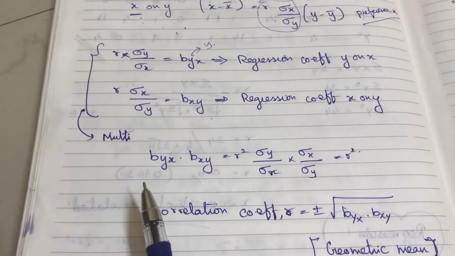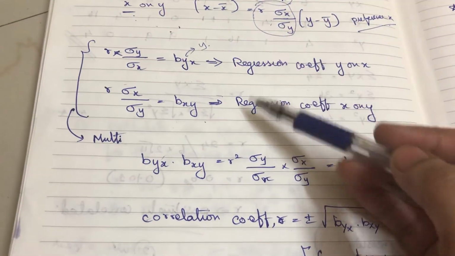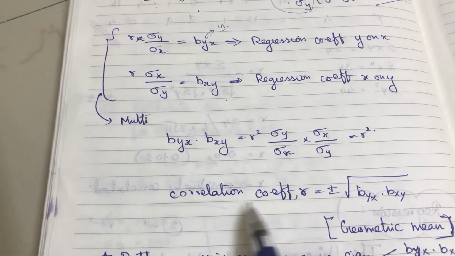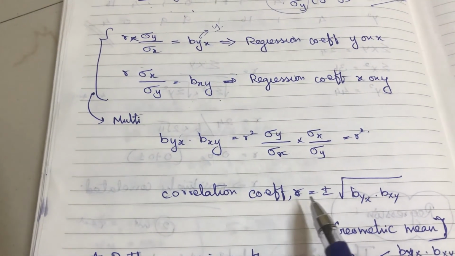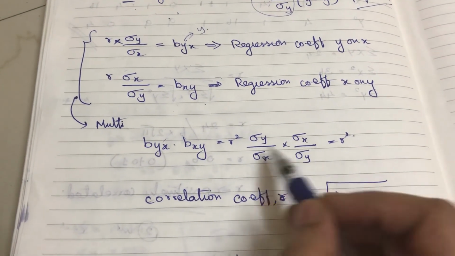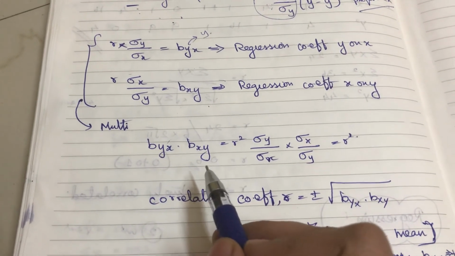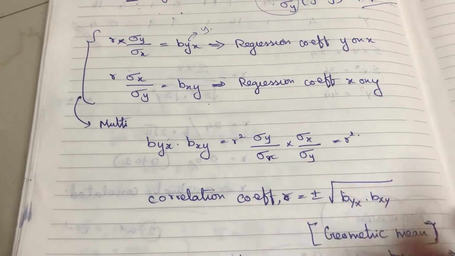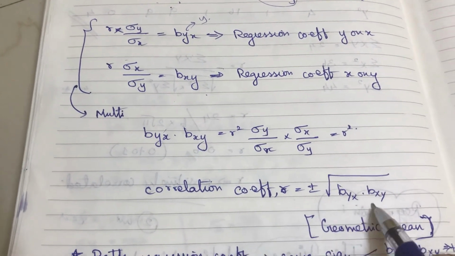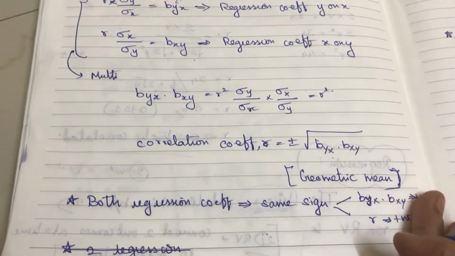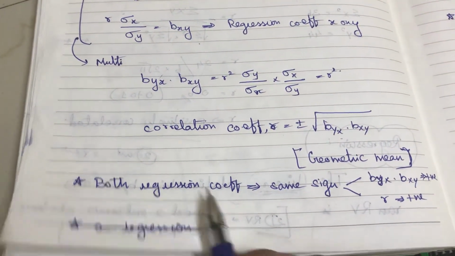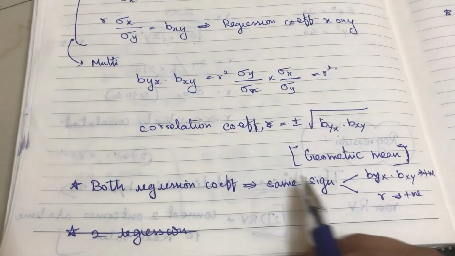Just multiply these two things and you will get the value of the correlation coefficient r. These will get cancelled, and byx into bxy will be equal to only r square. So r will be equal to plus or minus square root of byx into bxy. Next, both regression coefficients have the same sign.